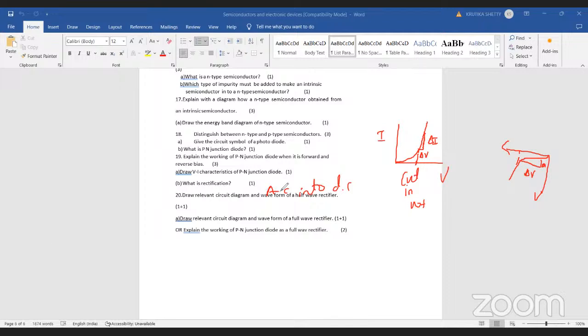Rectification is the process of conversion of AC into DC. Is the rectifier, half wave rectifier, full wave rectifier there or is it deleted? Rectifiers, it is there, right? Okay, yes. So this is a very important question. From this lesson, a question will definitely come from the rectifier part.